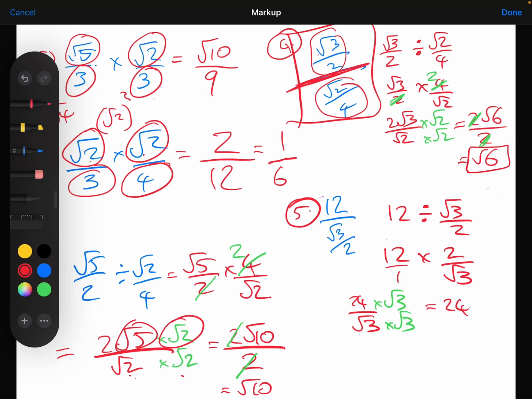which will give 24 root 3 all over 3, because the root 3 times root 3 is 3. And then the 24 divided by 3 just leaves 8. So my final answer is 8 root 3. So there we go.